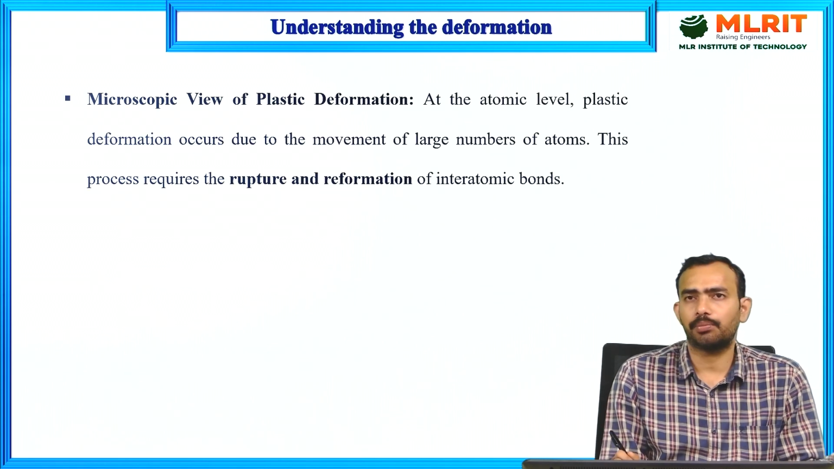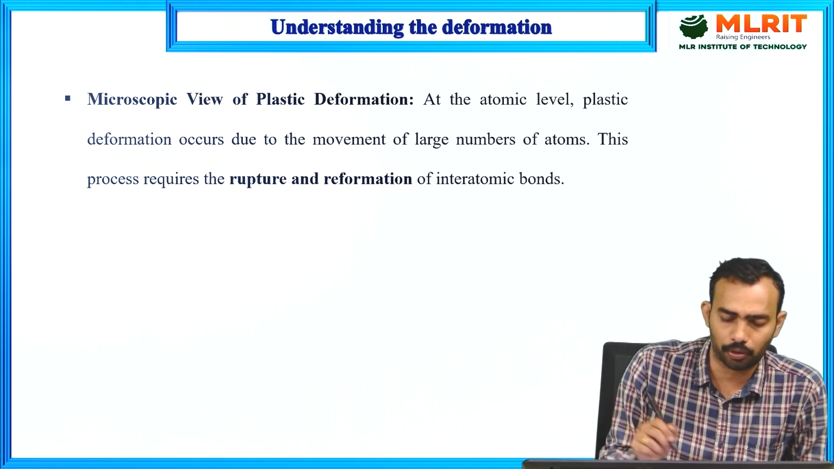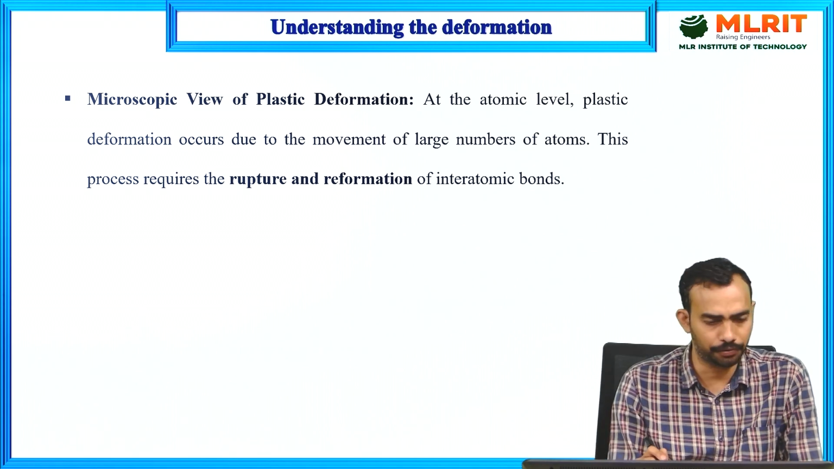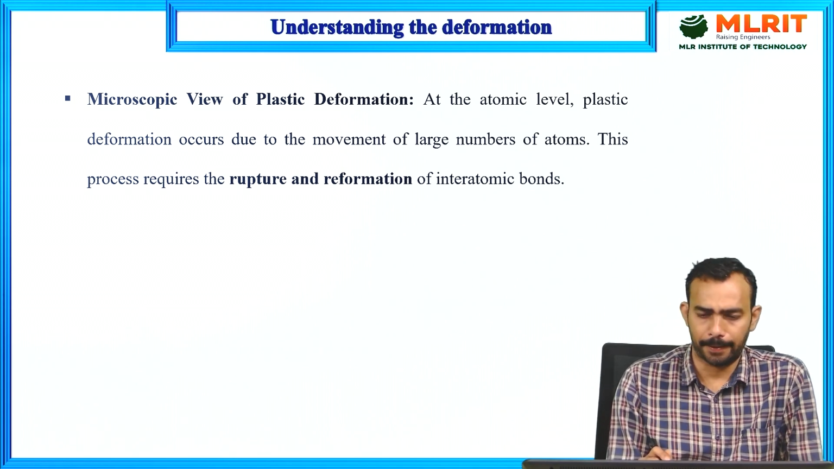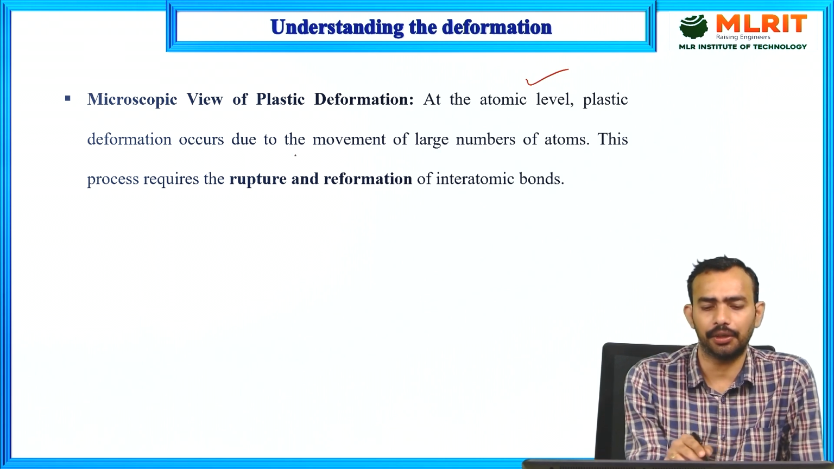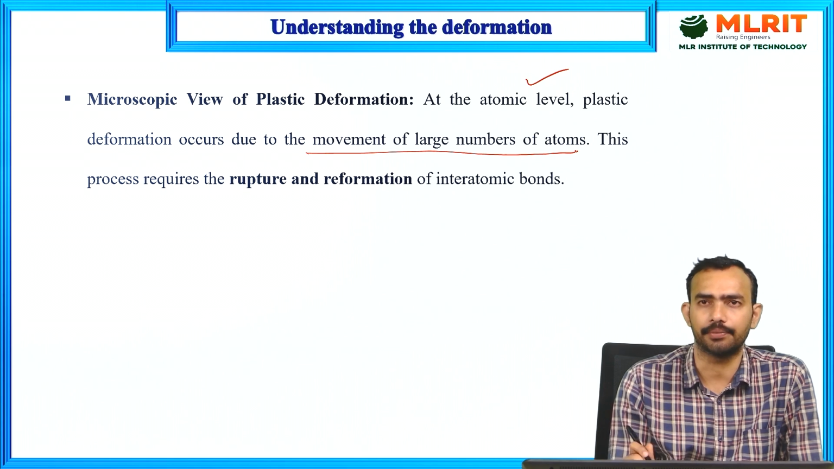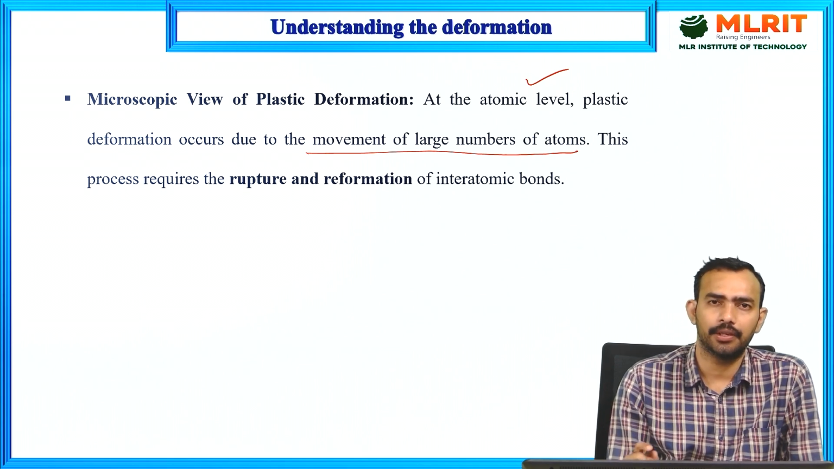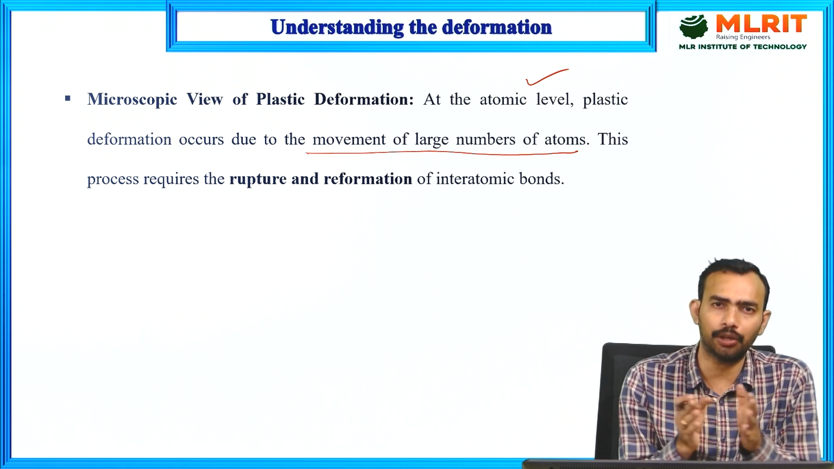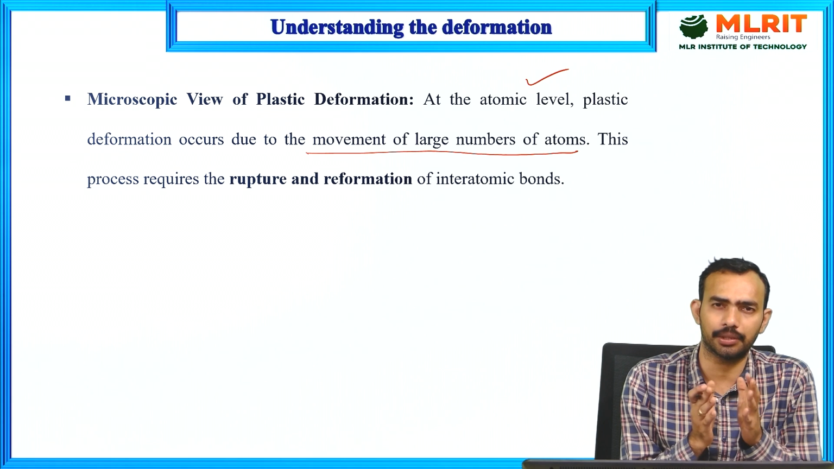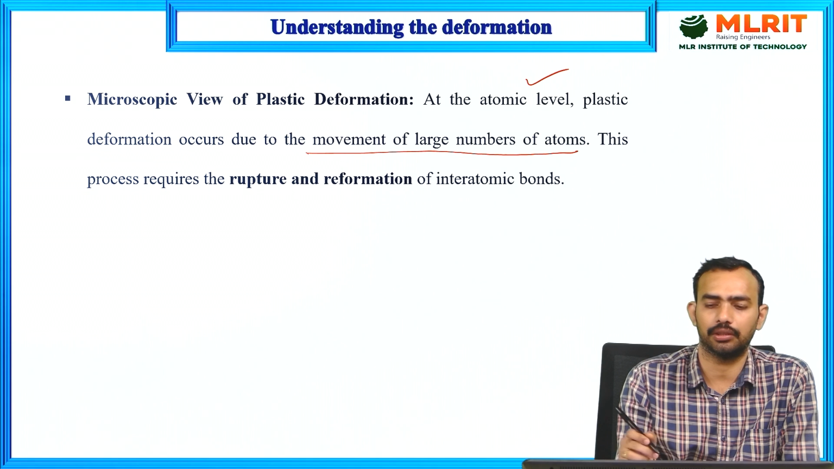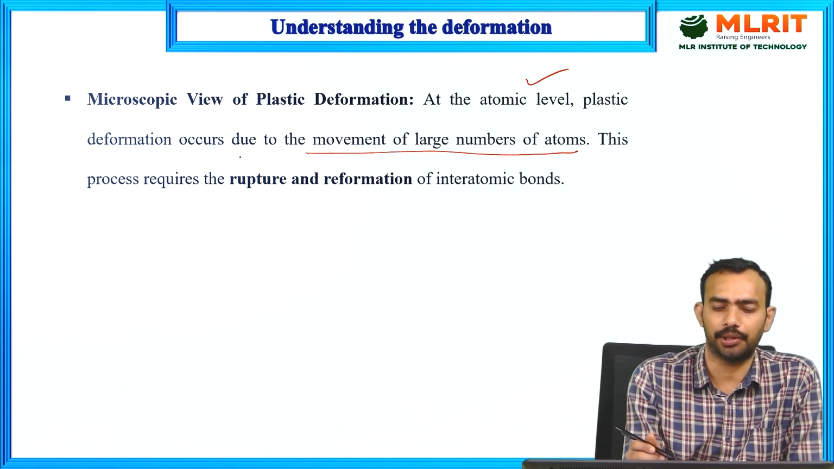So if you look at plastic deformation in a microscopic way, what we have seen at the macroscopic level, with the naked eye, is this permanent deformation. But if you look at the atomic level particularly, plastic deformation occurs due to the movement of a large number of atoms. When the material is permanently deforming, it means a large number of atoms are being permanently relocated from their initial position. Thereby they break the bonds they initially had, and they are relocated to a new position. So that is what is happening atomically in plastic deformation.